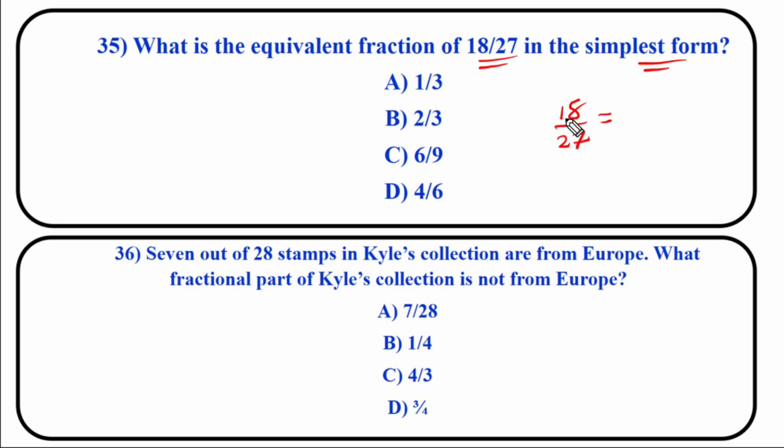It's easy, it's 9. We can divide by 9. Now 18 divided by 9 equals 2, 27 divided by 9 equals 3. So it will be in the simplest form 2/3. Now the correct answer is B.